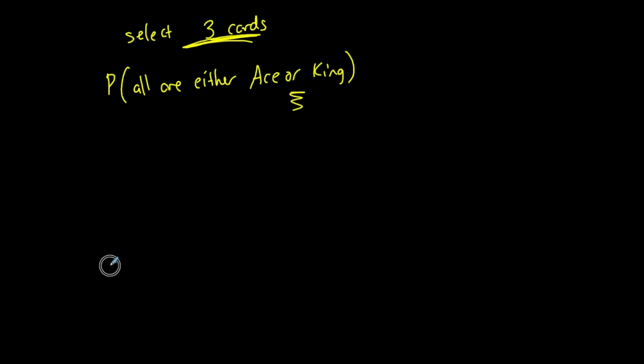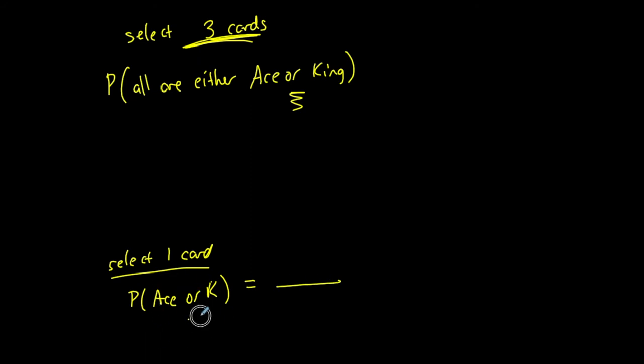So I want you to first think about selecting one card and how to determine that. If I select one card, what's the probability it's an ace or a king? Well, let's do that. The OR case is addition. Are these two events mutually exclusive? Yes, I don't have an ace and a king at the same time, so I do not have to subtract any intersection. There are 4 aces and 4 kings out of 52. So I have 8 out of 52 is the probability of getting an ace or a king if I'm only selecting one card. But now I want to select it 3 times.